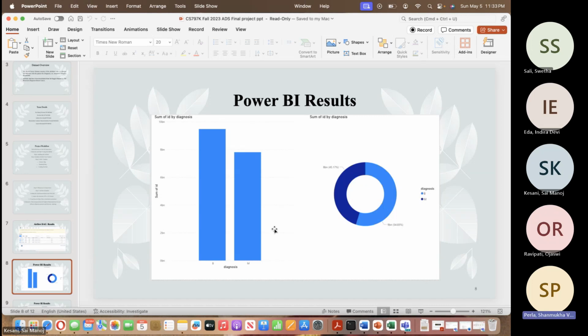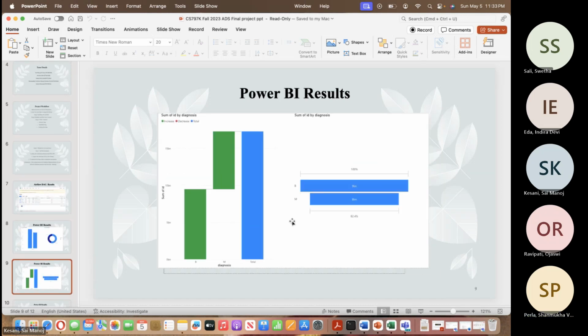Can I get the next slide? This visualization displays a comparative analysis of benign and malignant instances, illustrating the patterns in the rates of increase and decrease using cumulative IDs. The dataset exhibits a greater frequency of benign instances in comparison to malignant. Now my friend Ojaswi will continue.